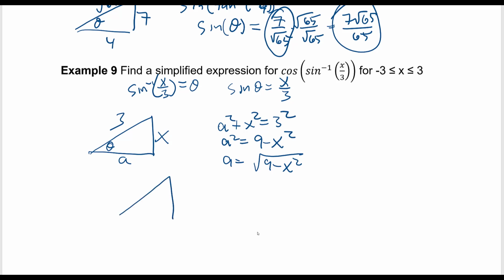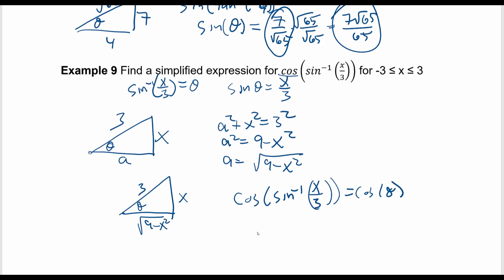So we have this right triangle of x and 3, and then our a, we'll call that the square root of 9 minus x squared. And we're looking for cosine of that. So cosine of sine inverse of x over 3 is just like saying cosine of theta, which will be adjacent, which is the square root of 9 minus x squared, over 3. And that's it. Okay, we'll stop this video before it gets any longer. Hope that was helpful.